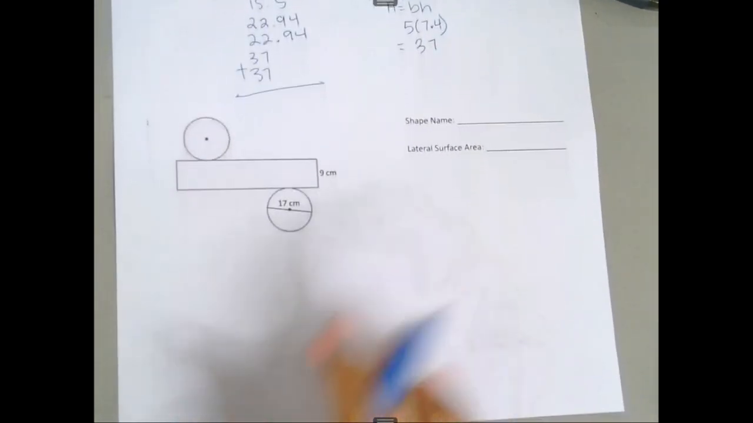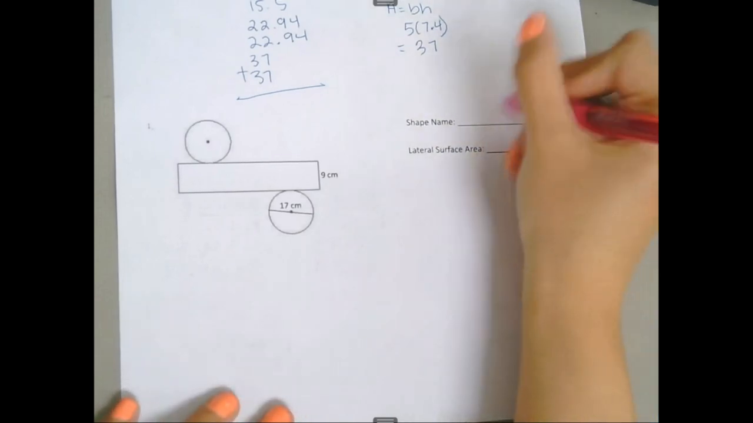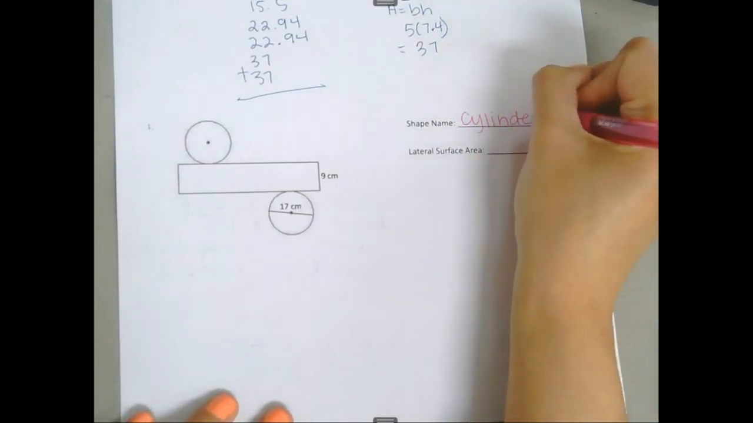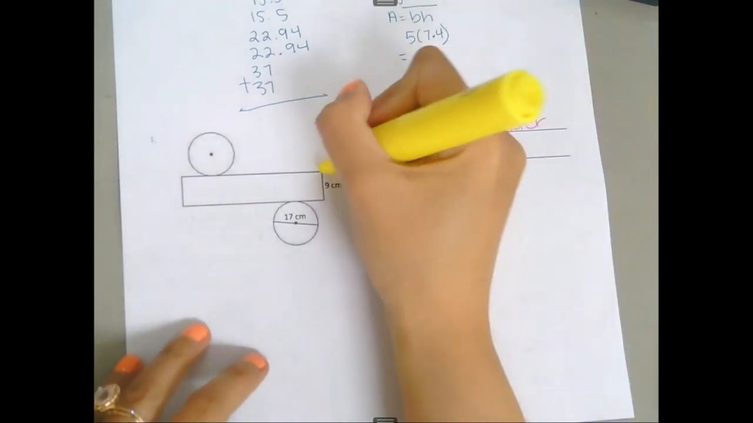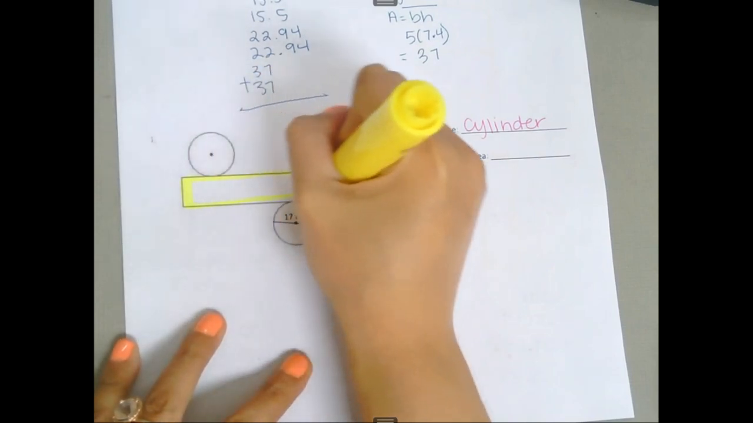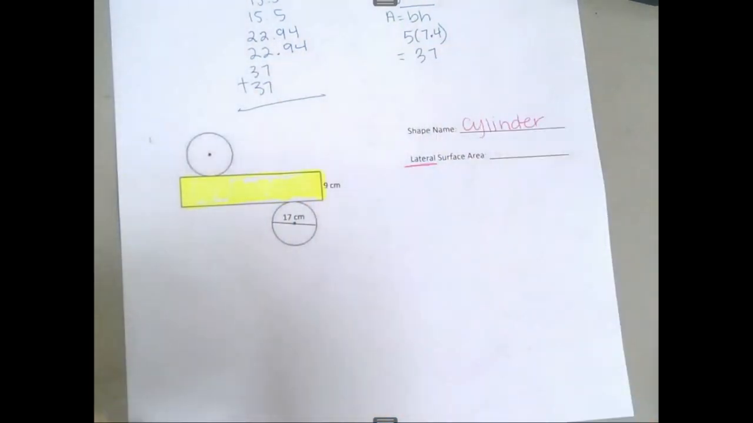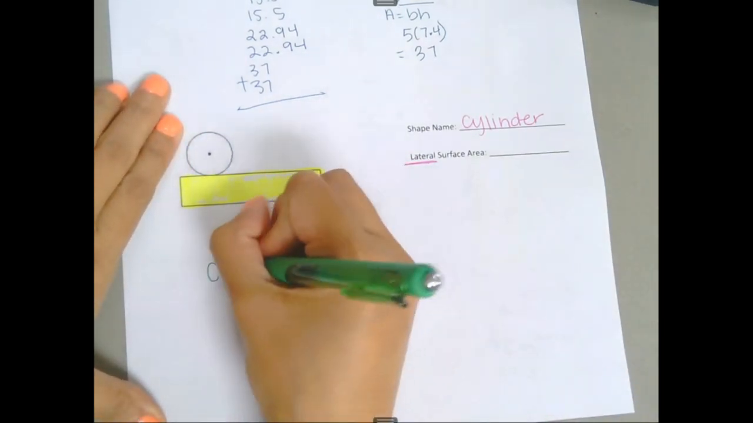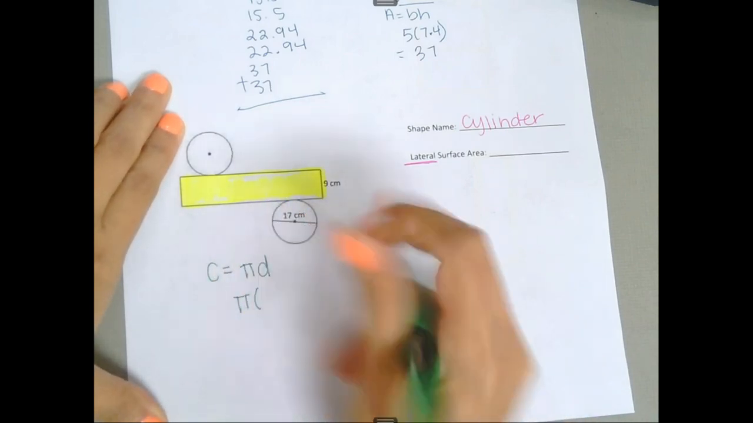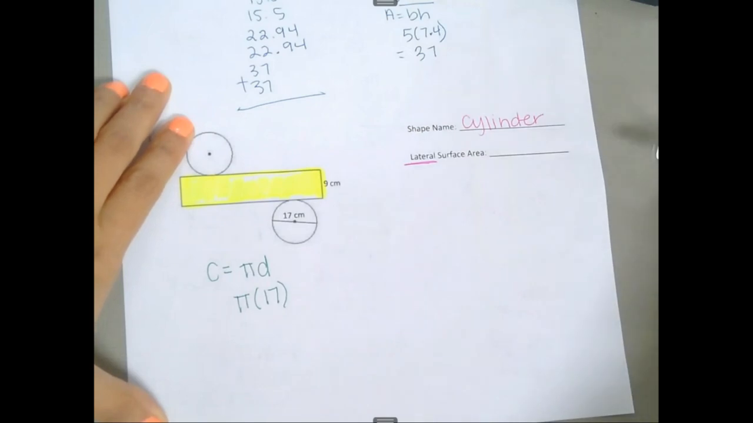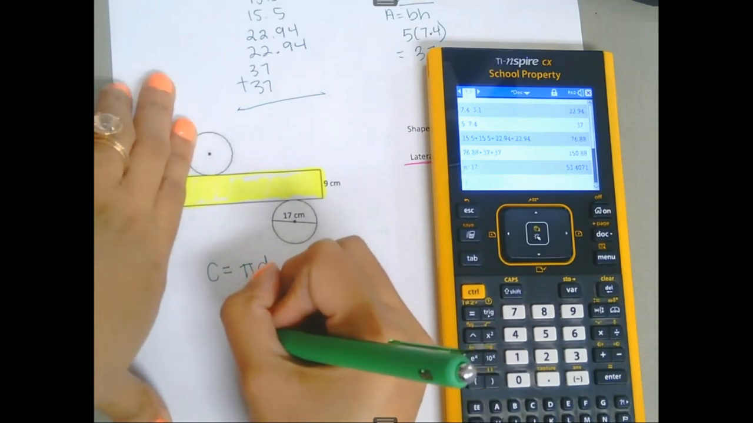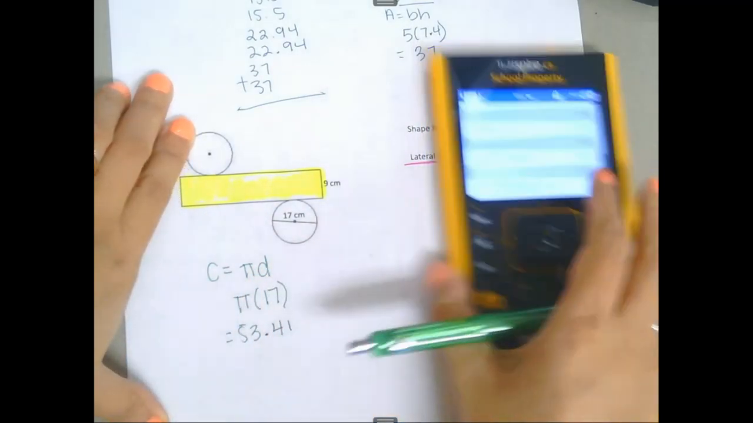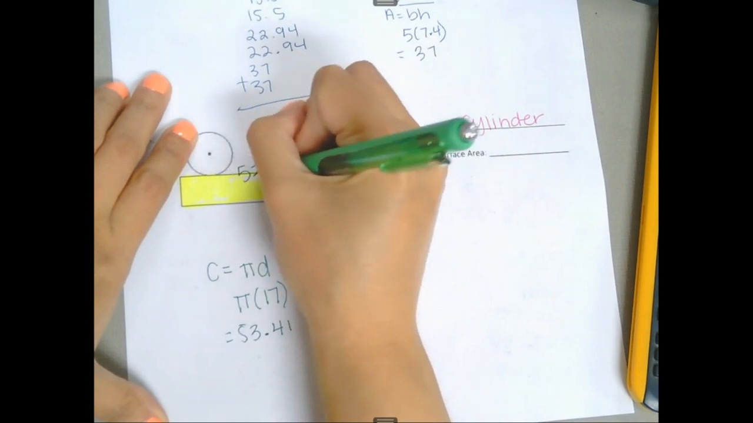All right, last shape. I have a cylinder. And on a cylinder, if I'm finding my lateral surface area, I only want to find the rectangle. So just like on number 2, I need to find my circumference. So circumference equals pi times diameter. So pi times 17. That gives me 53.41. So this is 53.41.